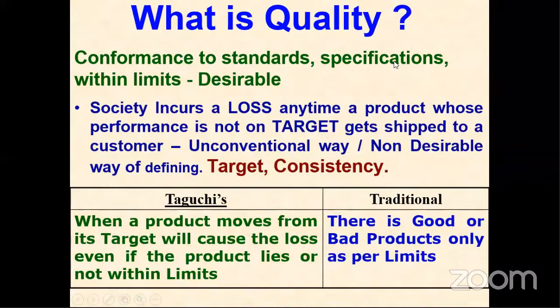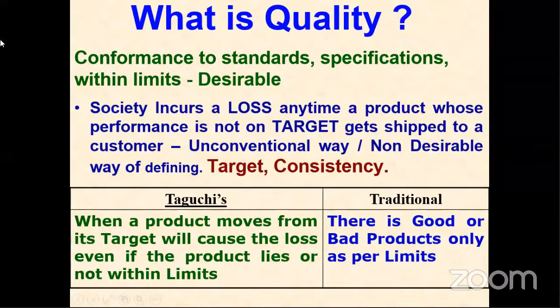Conformance to standards, specification within limits. This is what is called quality, all our bookish knowledge. But still, I will try to help you with a beautiful graph. So this is Taguchi's explanation for what is quality, and this is the traditional one. Fine. Society incurs a loss anytime a product whose performance is not on target gets shipped to a customer. It is an unconventional, non-traditional way of defining it.